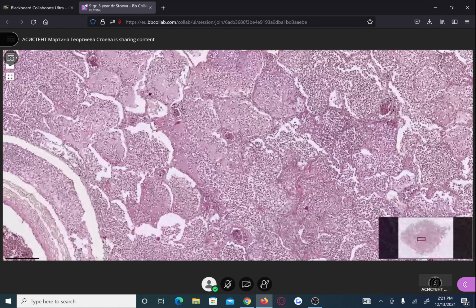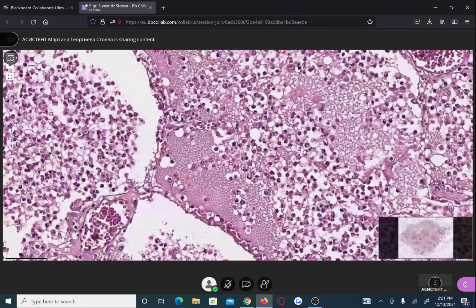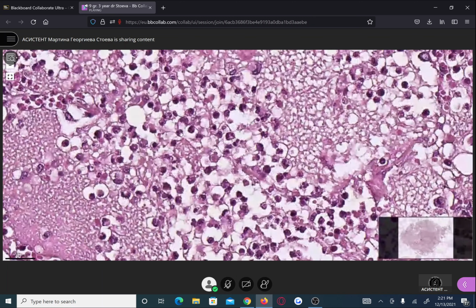On our slide, we have the stage of gray hepatization, which is characterized with the fact that there are more neutrophils than erythrocytes, in contrast to the previous stage, red hepatization, where the erythrocytes are the predominant cells. Like pulled pork or pulled veal.